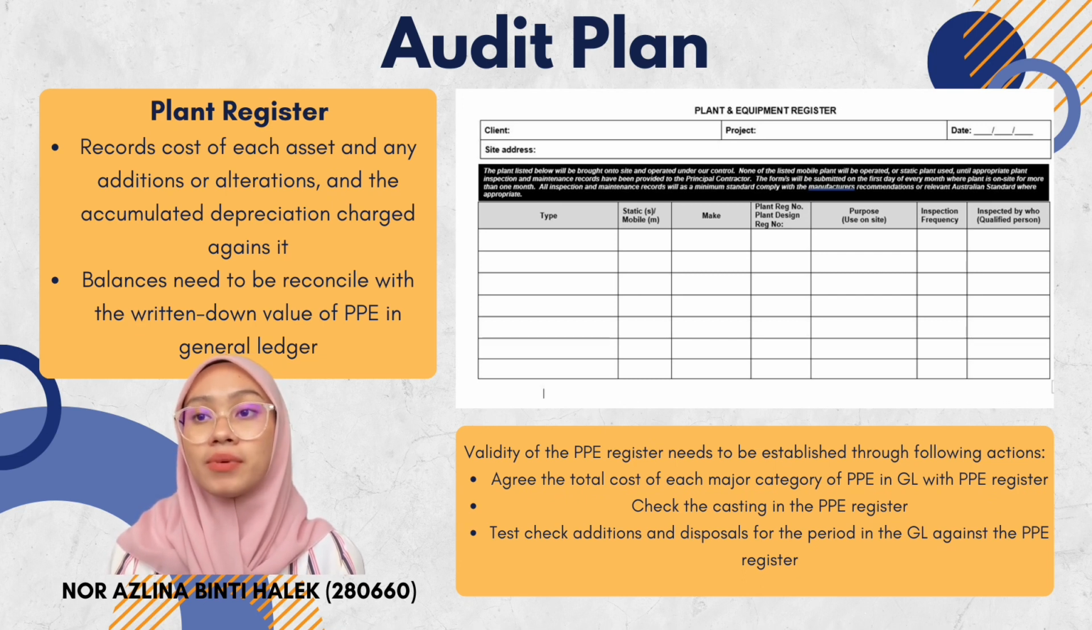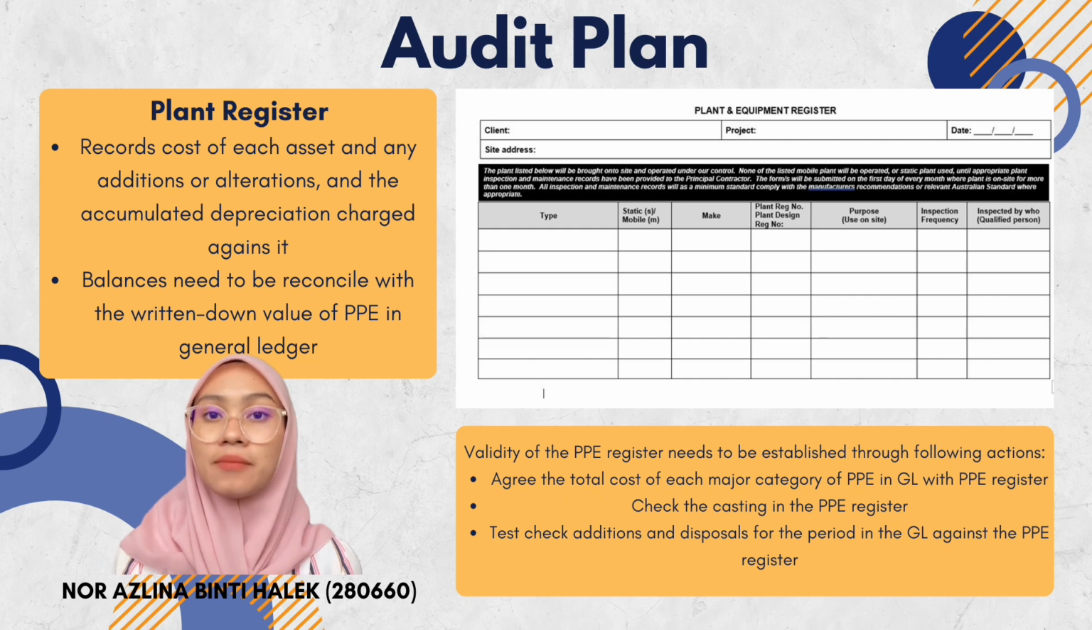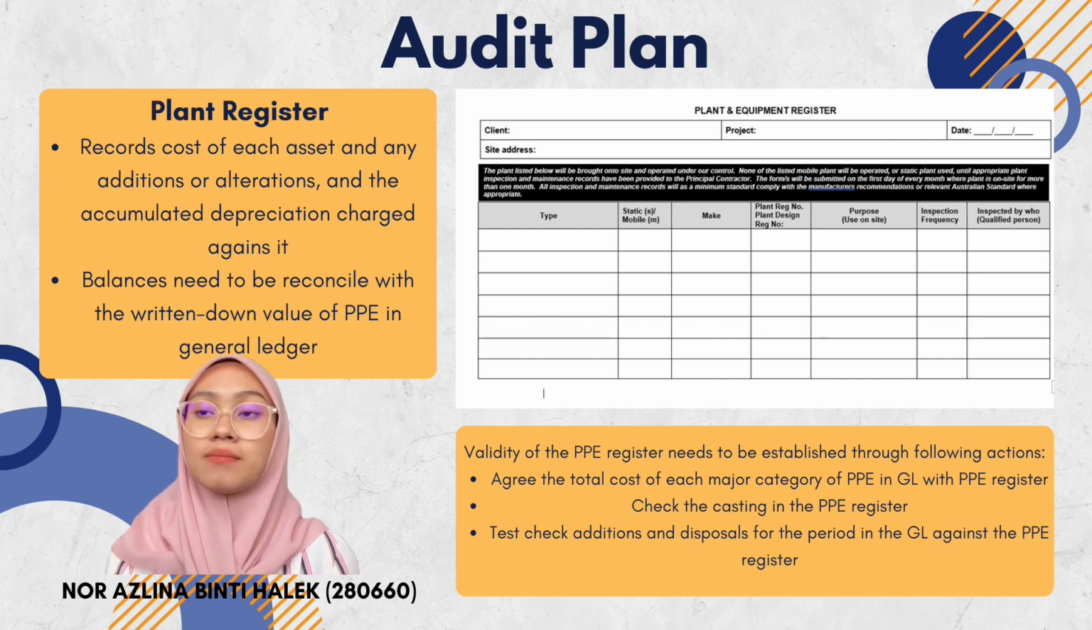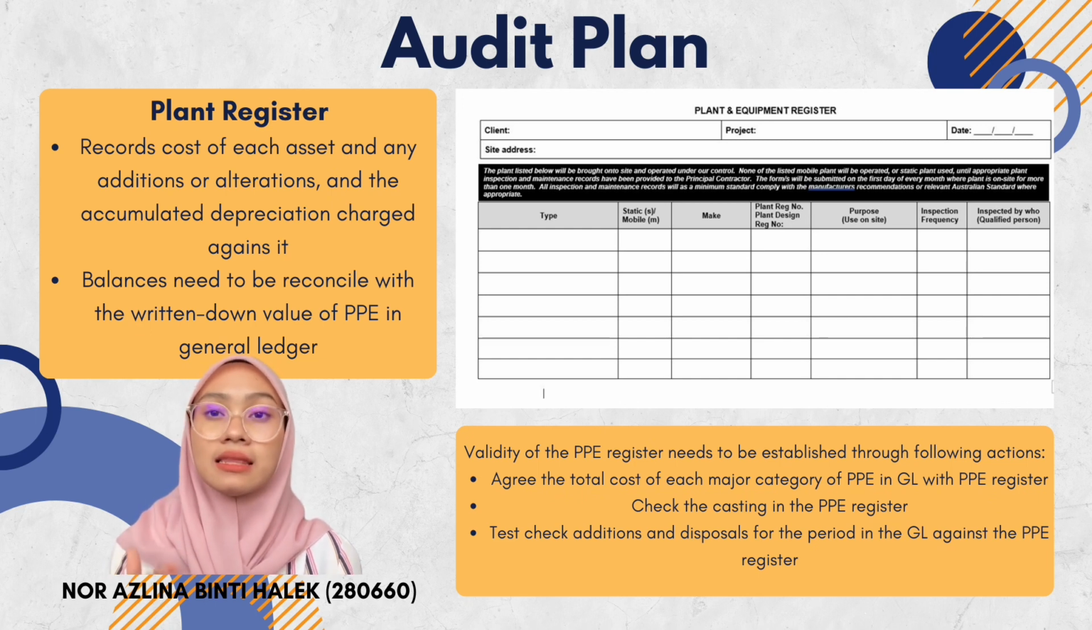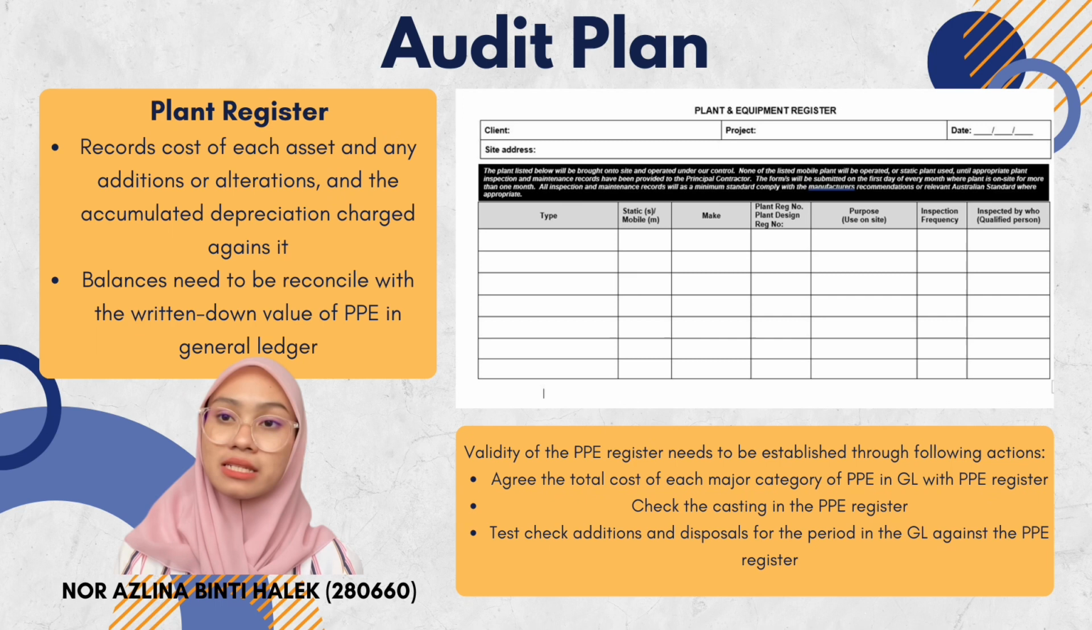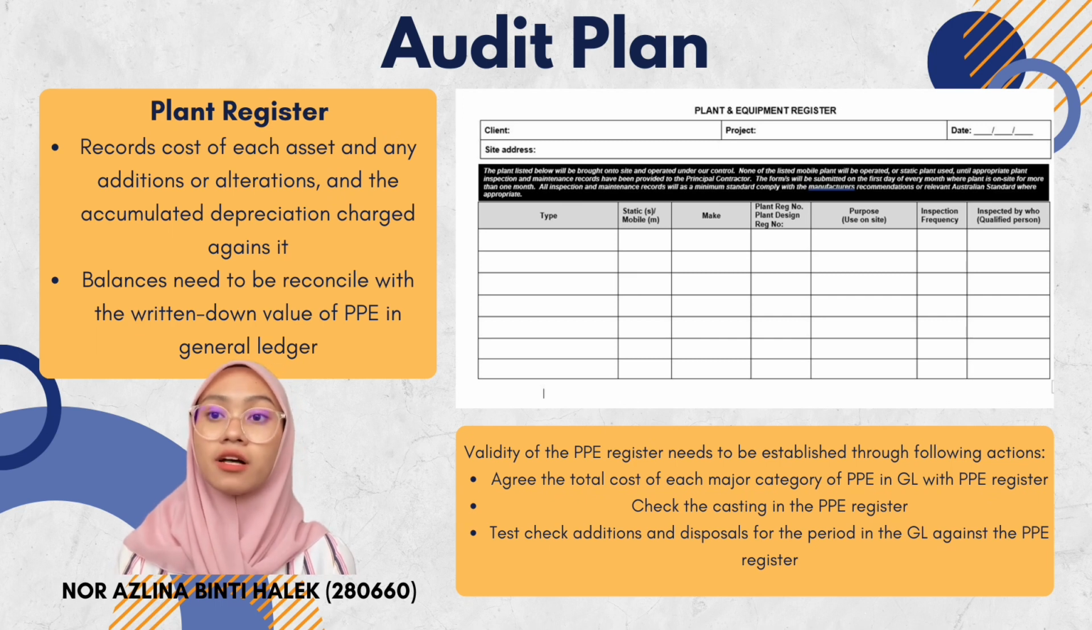Validity of the PPE register needs to be established through the following actions. First, agree the total cost of each major category of PPE in the GL with the PPE register. Second, check the casting in the PPE register. And third, test, check additions and disposals for the period in the GL against the PPE register. And here is an example of the PPE register.